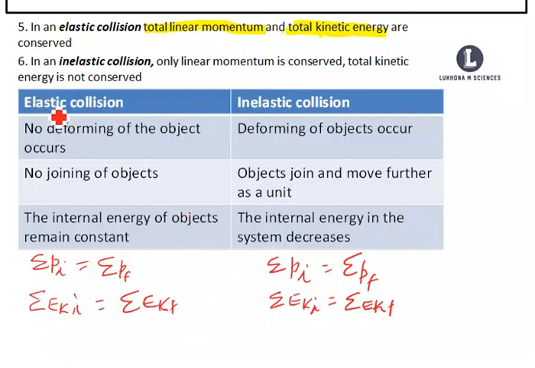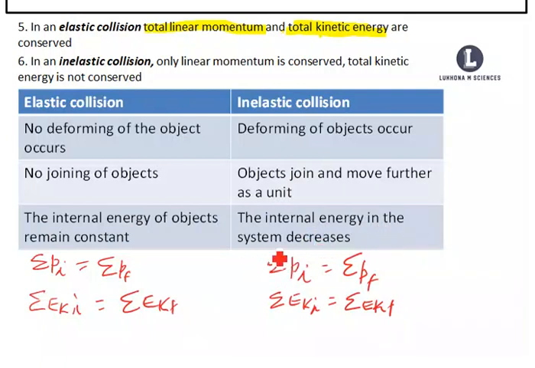In an elastic collision, no deforming of an object occurs, whereas in inelastic collisions, deforming of objects occurs. No joining of objects, whereas in inelastic collisions objects join and move further as a unit. The internal energy of an object remains constant, whereas in the inelastic collision the internal energy in the system decreases.